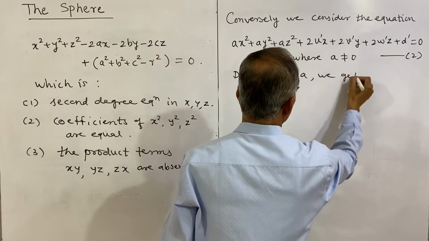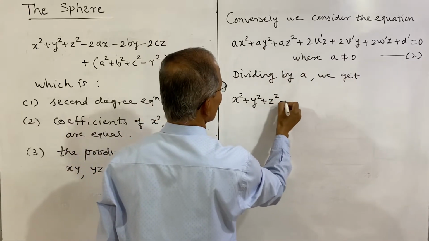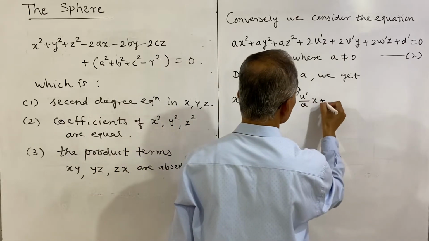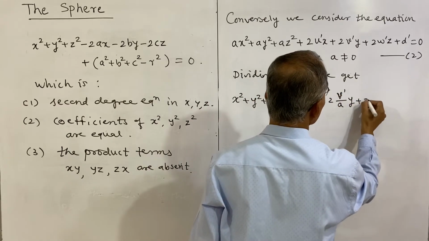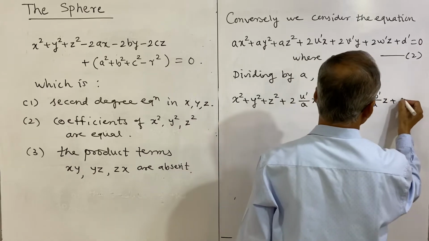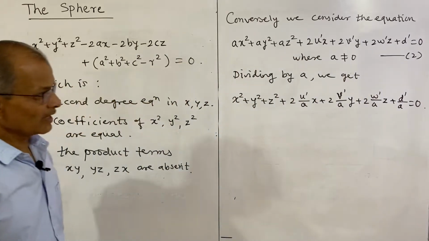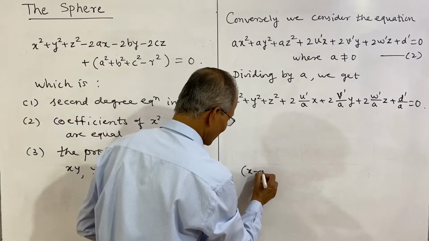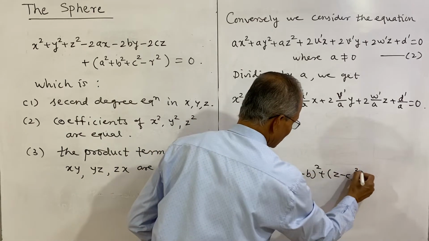we get x square plus y square plus z square plus 2u dash upon a into x plus 2v dash or v prime upon a into y plus 2w prime divided by a into z plus d prime divided by a is equal to 0. Now, we shall express this in the first form, which we have written like this: (x minus a) whole square plus etc., (y minus b), and this form.